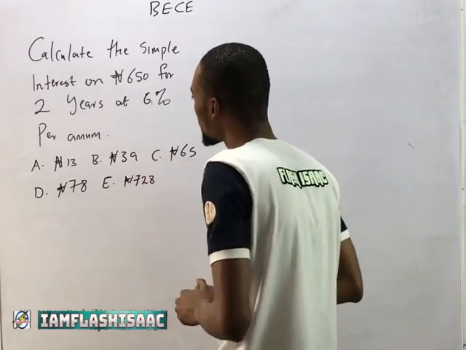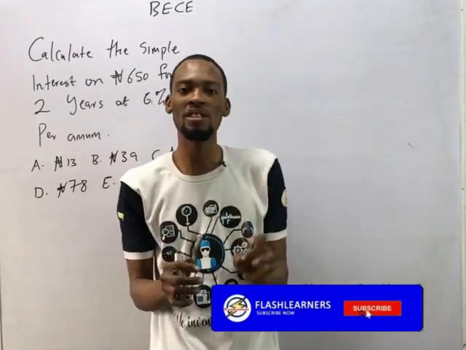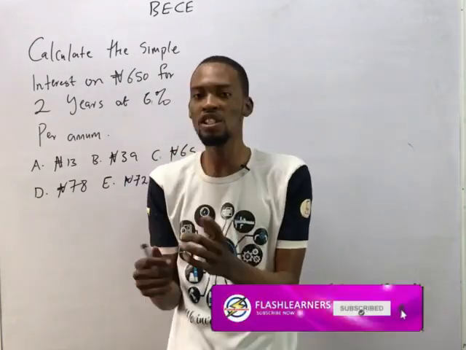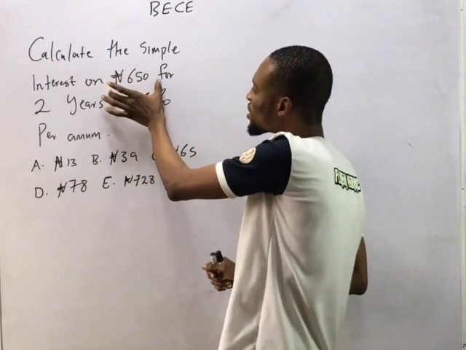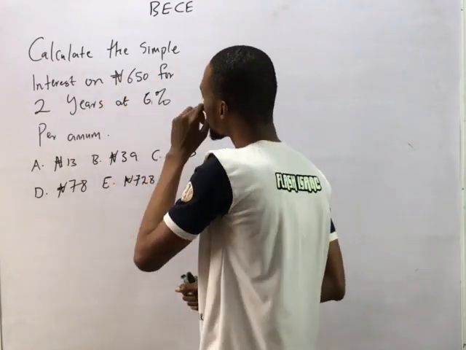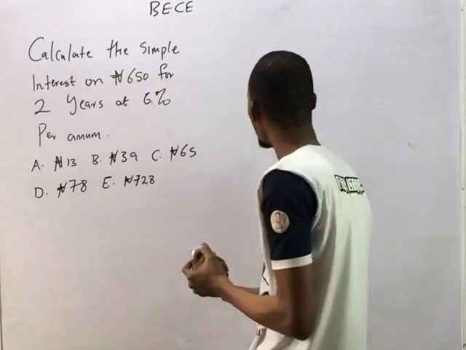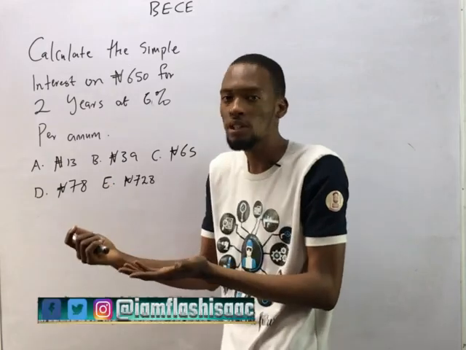Simple interest on 650 naira for 2 years at 6% per annum. And these are the options. In simple interest, per annum simply means per year. So this is the money borrowed, the principal, and the time is 2 years. So every year it is paying 6% interest. Interest is the amount paid on capital or money borrowed.